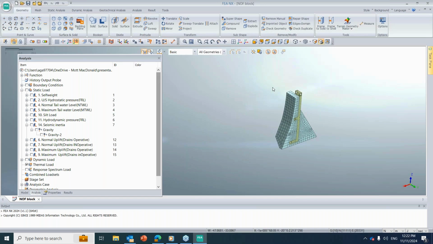The next question is how to define reinforcement in a concrete dam. In concrete gravity dams, we actually don't provide reinforcement. That is what we are analyzing. On the upstream face, the DCR criteria is there. We don't allow any tension for normal operating condition and construction condition on the upstream face.